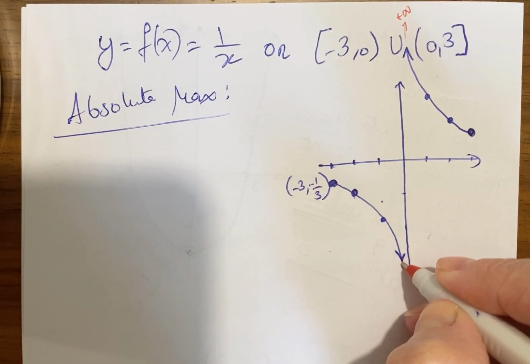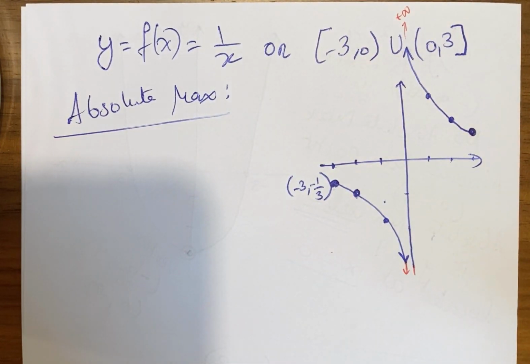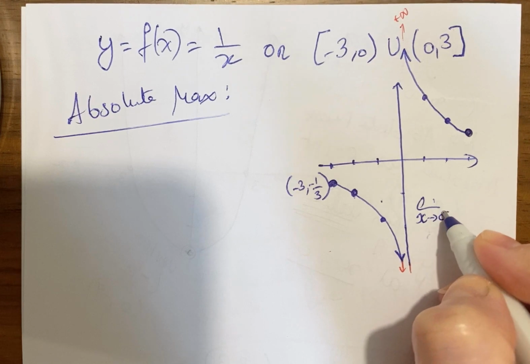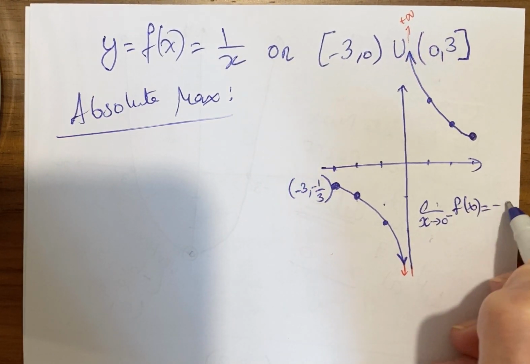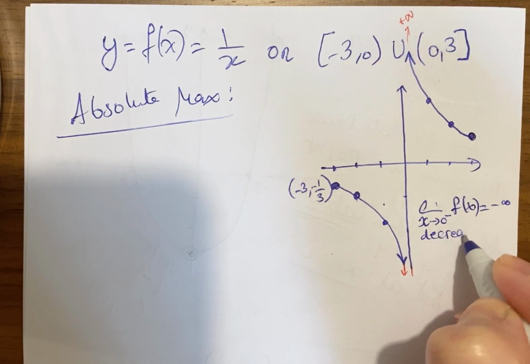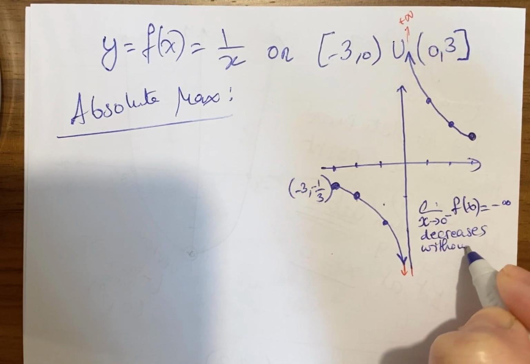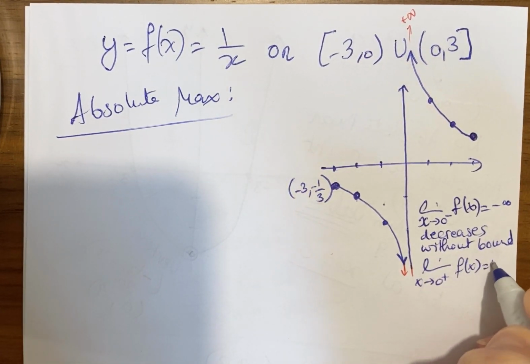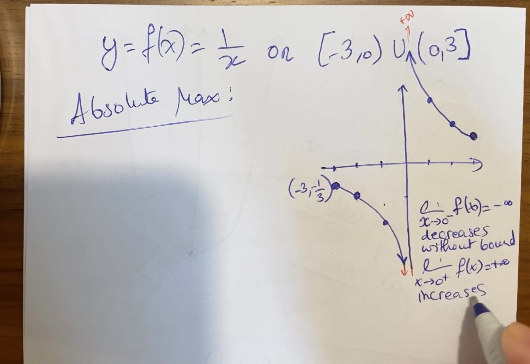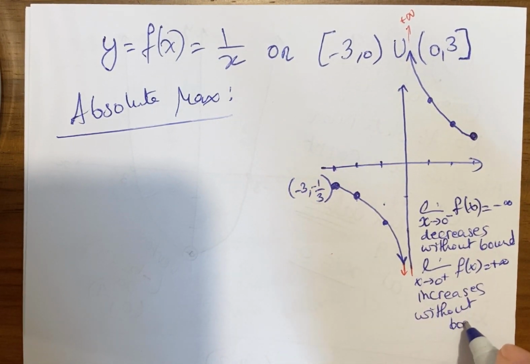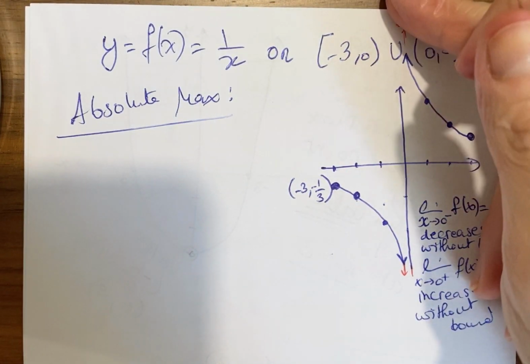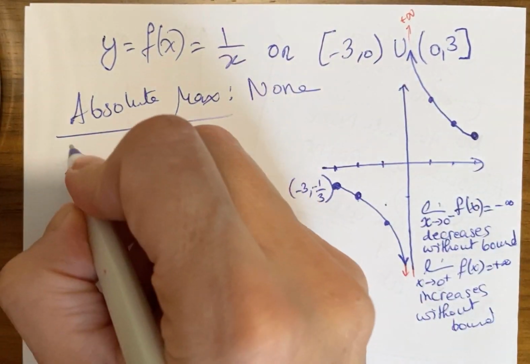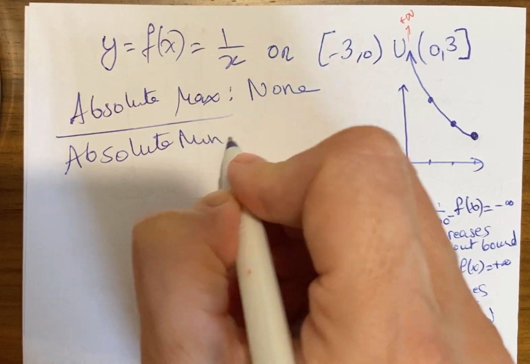And even here, what happens to the y values here? The y values are growing without bound. That's the idea when we talked about limits. See, the limit of this is -infinity, which means it decreases without bound. It keeps on decreasing and decreasing. And the limit as we approach 0 from the right is +infinity, which means the function increases without bound. It will never stop increasing. So no matter which value we reach, we will always reach higher. No matter which value we reach, we will always reach lower. So no absolute max, and obviously no absolute min.